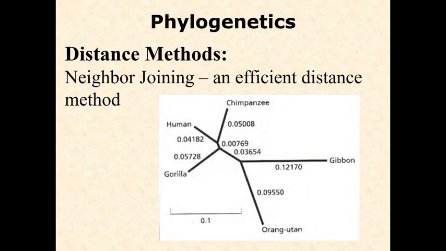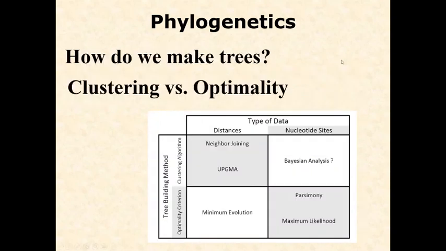So you should be able to make a distinction between distance methods and discrete methods. And then there is a second kind of dichotomy in phylogenetic methods that I also want you to know. And that is between what we will call clustering methods, sometimes called algorithmic, but we'll call them clustering methods, and optimality methods.